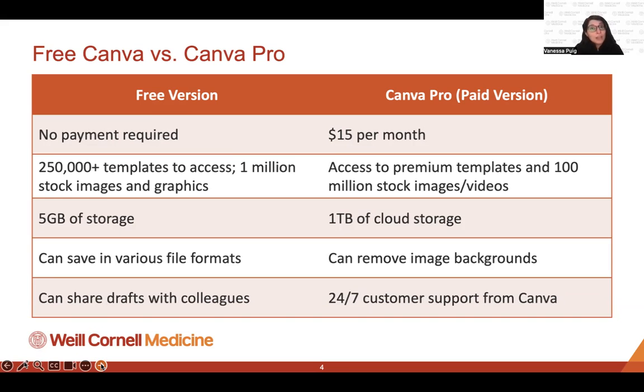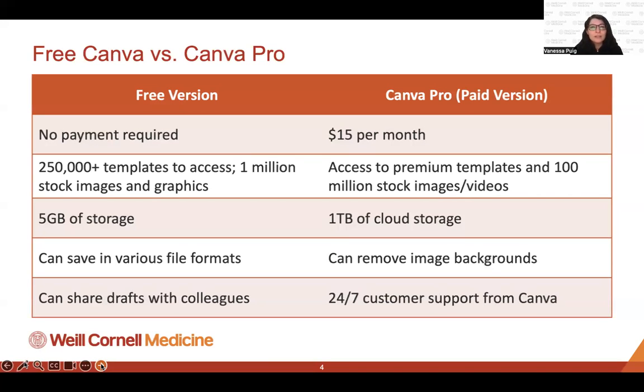You can save in a few file formats in the free version, so PDF, JPEG, PNG. If you're creating a video or something with motion graphics, there is an option to download MP4s. And you can also share drafts with colleagues. So if you design something and want to share it with them so somebody can review it, you can do that through Canva, and they don't even need a Canva account to view the content.